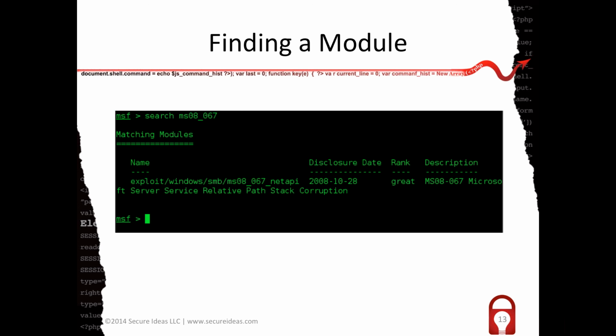A couple of things to notice on here: the disclosure date. It shows the actual date when the particular vulnerability was disclosed by the vendor, or if it was released as a zero day on full disclosure or something like that, it'll show the date that was released, to give you an idea. The next thing, and this is maybe one of the most important things, is where it says rank. And notice this one is ranked as great.